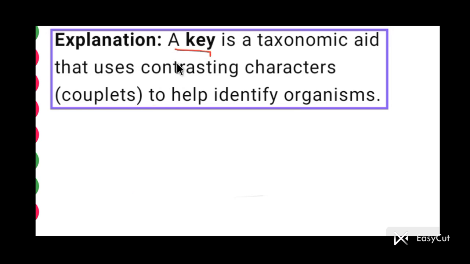A key is a taxonomic aid that uses contrasting characters, couplets, to help identify organisms. So keys are based on contrasting characters, generally in a pair called couplet. It represents the choice made between two opposite options. This results in acceptance of only one and rejection of the other.